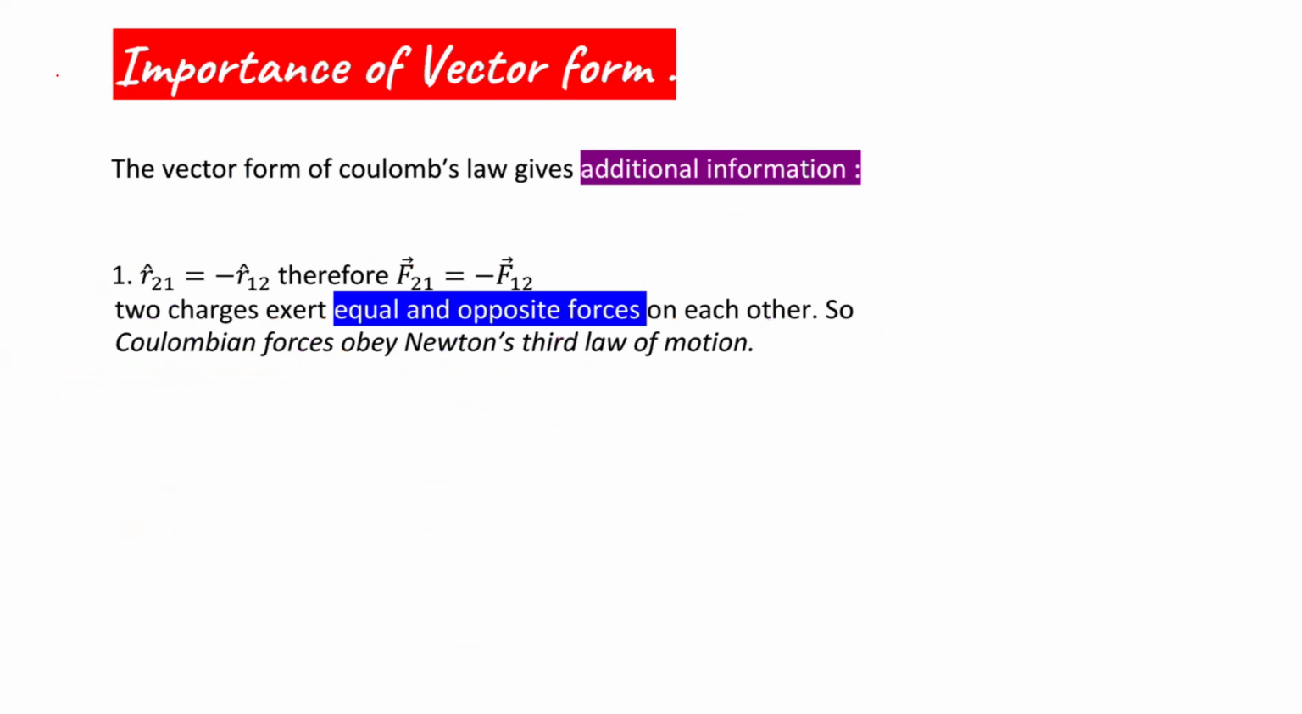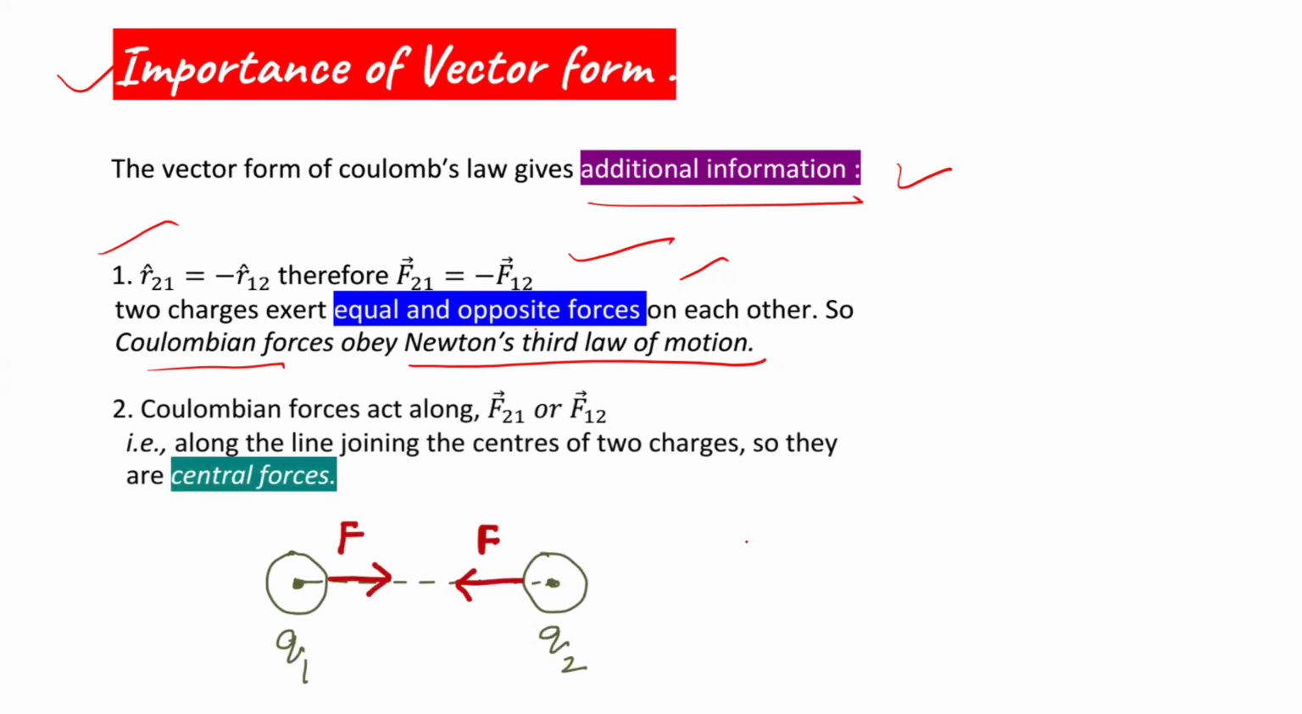Okay. Now, what is the importance of the vector form? The vector form of Coulomb's law gives additional information in the sense that r21 cap is nothing but minus of r12 cap, both unit vectors are equal and opposite to each other, therefore f21 is equal to minus of f12. So two charges exert equal and opposite forces on each other. Coulombian forces obey Newton's third law of motion. Second important thing, Coulombian forces act along the line joining the centers of the two charges. So they are central forces.